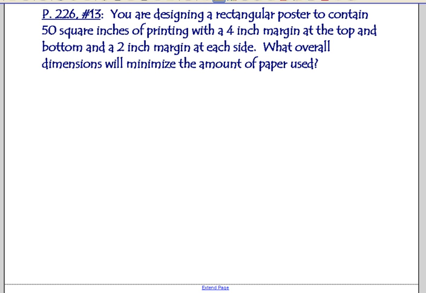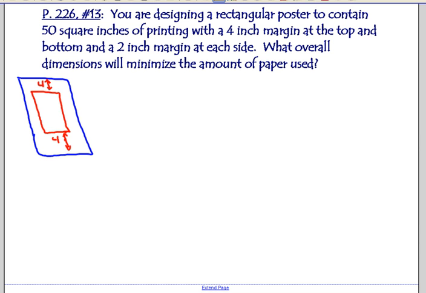So we'll sketch this out first to see if we can figure out what they're talking about here. We have some kind of a rectangular poster, but it has fairly large margins. Inside here we actually have the printing. At the top we have a 4-inch margin, at the bottom a 4-inch margin, and here's where we have our printing. On the sides we have a 2-inch margin and a 2-inch margin. So that's the setup for our problem. What overall dimensions will minimize the amount of paper used?